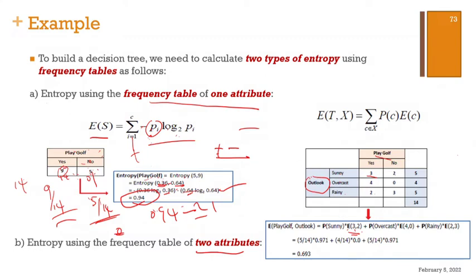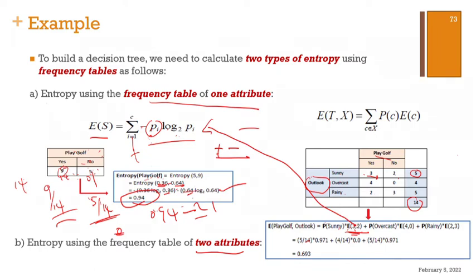So this is what we're talking about here. So what is the probability of getting sunny? Probability of sunny is 5 divided by 14, the total number here, multiplied by the entropy of sunny, which is 3 and 2. You know how to calculate entropy. You refer back to this formula. The same thing we did here, you are going to do here.